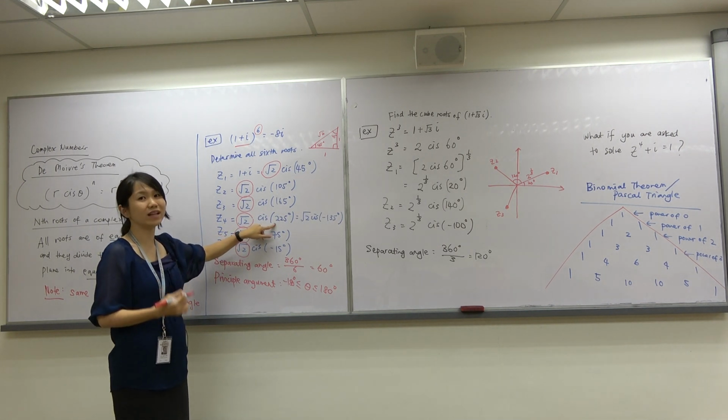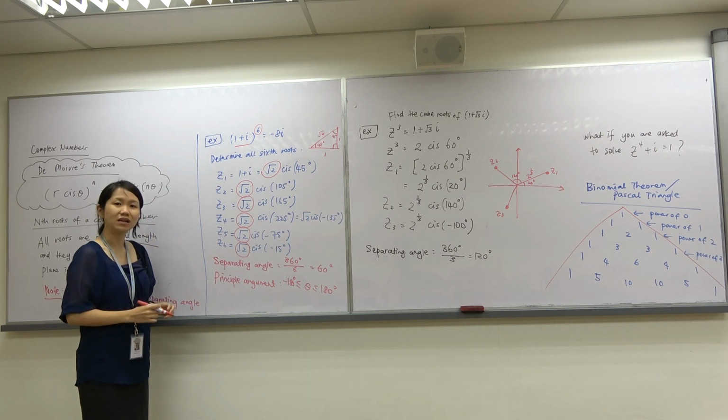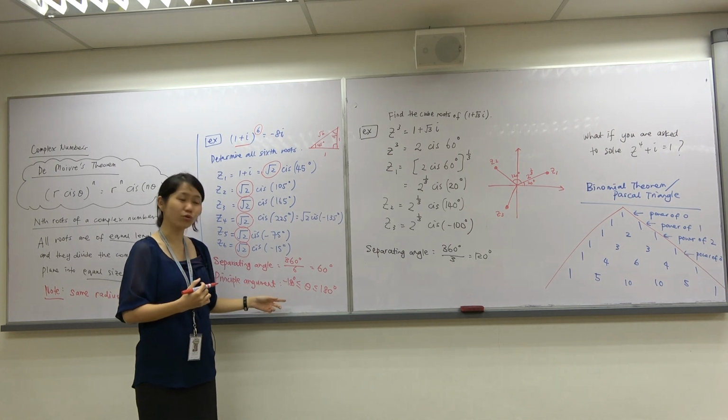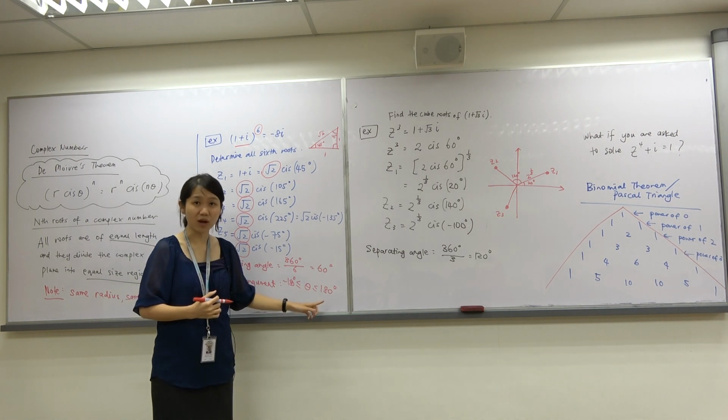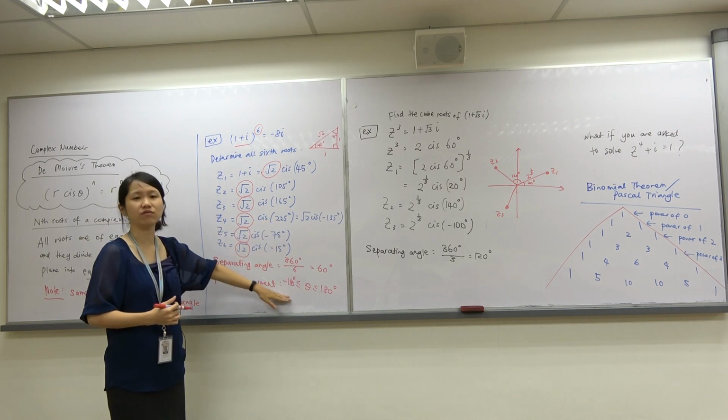What do we usually want your angle to be in? We want it to be in the principal argument. And what is the principal argument? We want our theta, our angle, to go from negative 180 degree to 180 degree. So that being said, this 225 doesn't fall in range anymore.